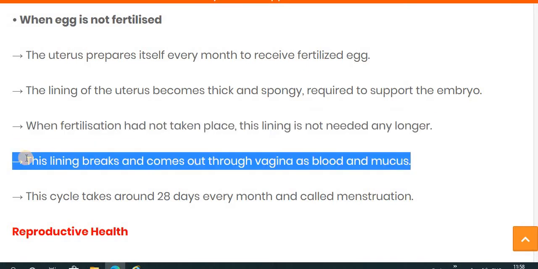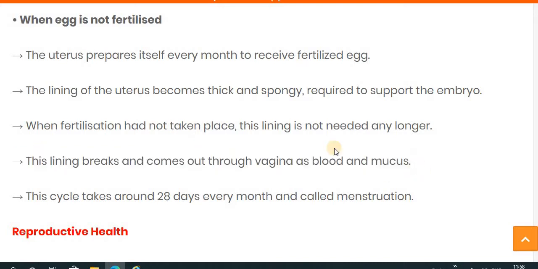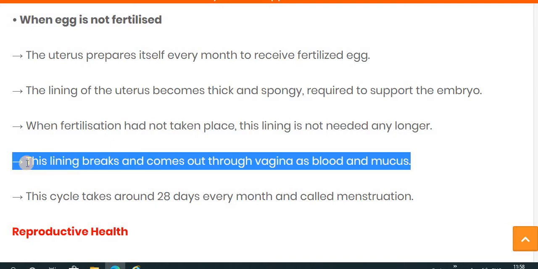So this lining breaks and comes out through the vagina as blood and mucus. The uterus is prepared for receiving and supporting the embryo, but if the egg is not fertilized at that time, this lining is not needed any longer.